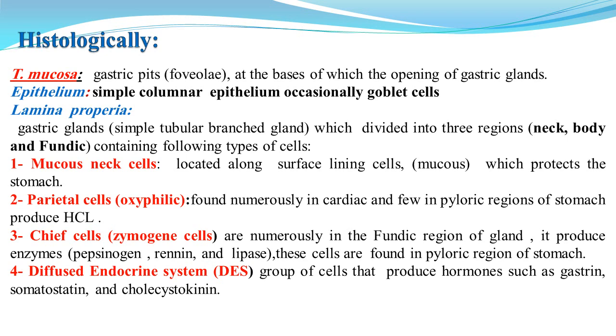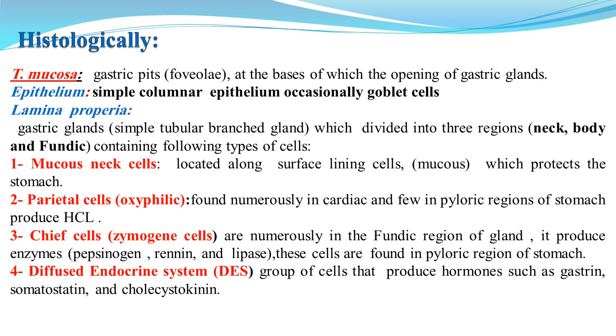Now we're talking about the histology of the stomach. The stomach histologically comprises 4 main layers: tunica mucosa, submucosa, muscularis, and serosa. According to the tunica mucosa, there was a main characteristic feature in the tunica mucosa of the stomach. It was the gastric pit. At the base of the gastric pit, there was the opening of the gastric gland. The type of epithelium in this case is simple columnar epithelium, occasionally with goblet cells.